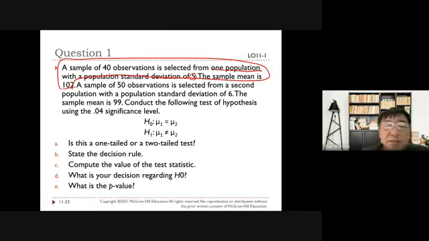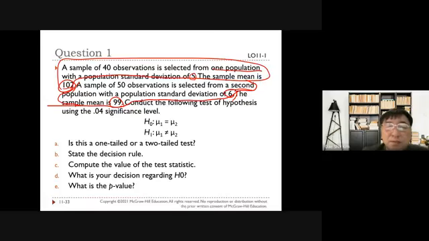Next, a sample of 50 is selected from a second population. This is another population. Mu2 is 99, sigma 2 is 6. So 5 and 6 are the standard deviations, and the averages are 102 and 99.